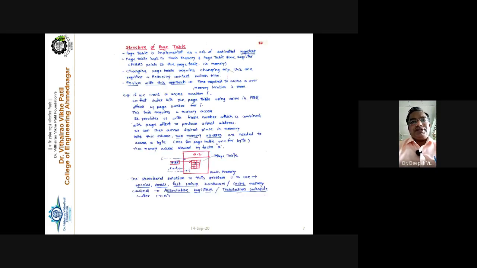The next point we have discussed is the structure of the page table. The page table is also maintained inside the main memory. The page table is kept inside the main memory, and one pointer points to that particular page table, and that is called the page table base register, PTBR. So if we want to find a particular value from the main memory, first we have to look inside the page table to see where that frame is located.